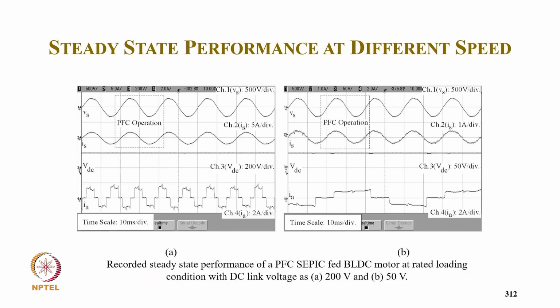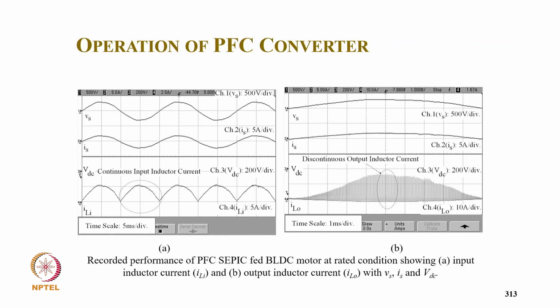And these are the experimental results for typically 2000 RPM with the DC link of 200 volt, with the input current in phase with the input voltage and with very low THD, and the DC link voltage and motor current. Similarly at 500 RPM and 50 volt: supply voltage, supply current, DC link voltage, and motor winding current.